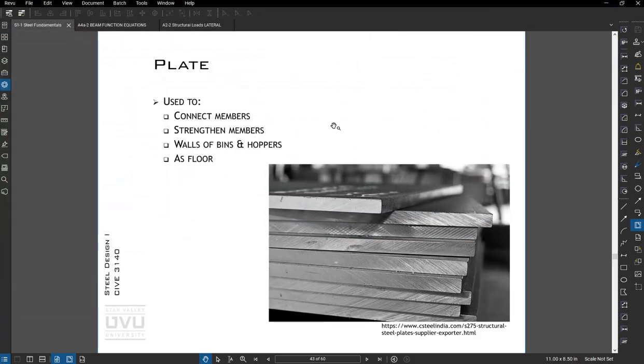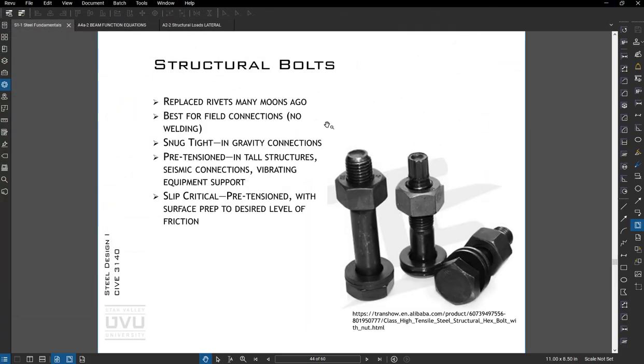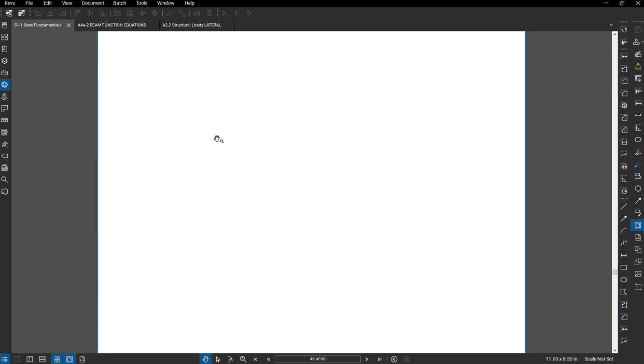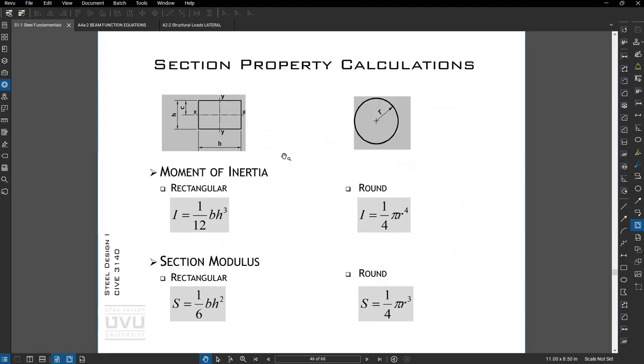Okay, let's see. Bolts are definitely preferred in the field when you're a long way away from big cities. There are different types, and we'll get into those extensively later in class.